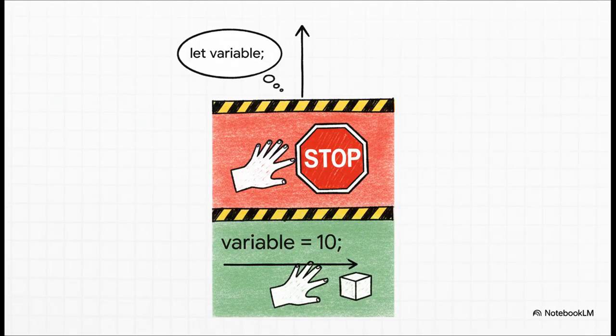So let's clear up a really common point of confusion. Variables declared with let and const are hoisted. The big difference is that they don't get initialized with undefined like var does. Instead, they exist in this uninitialized state. You can't touch them. Trying to access them before their declaration line is what triggers that super helpful reference error, and that prevents a whole category of bugs from ever happening.